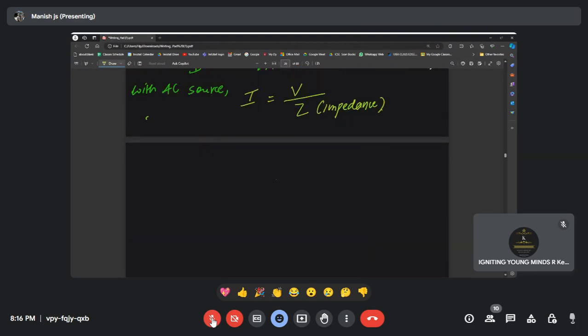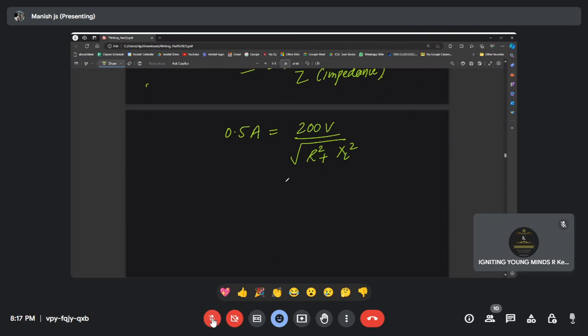So it is 0.5 amperes. So 0.5 ampere is equal to V upon impedance. V is nothing but the voltage, that is the same, there is no change in it. That is 200 volts upon impedance. What is the impedance of the circuit? It is under root of R square plus XL square, right? Because you just have an inductor. So you would use this particular relationship.